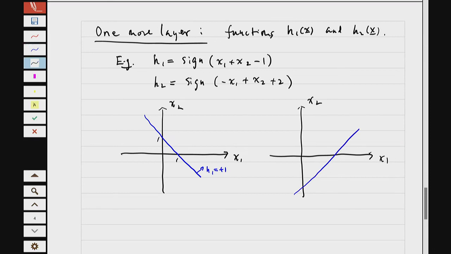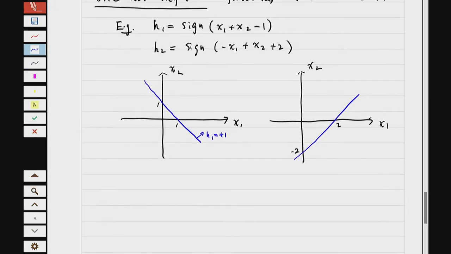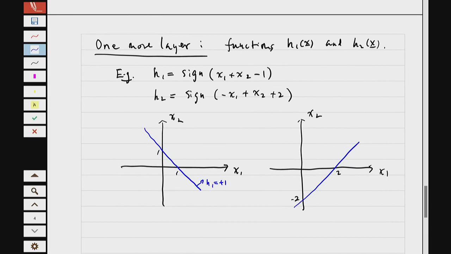And this is -2 and 2. What are the directions of the +1s? How do I know which one is the +1 direction? Is it up or down or left or right for this line? Anyone? You need to know this, because it's important. Which side is the plus, which side is the minus, for this particular perceptron, the H2 perceptron?